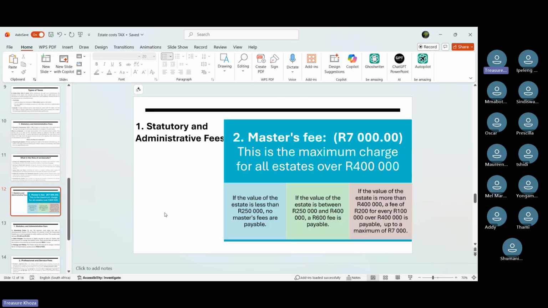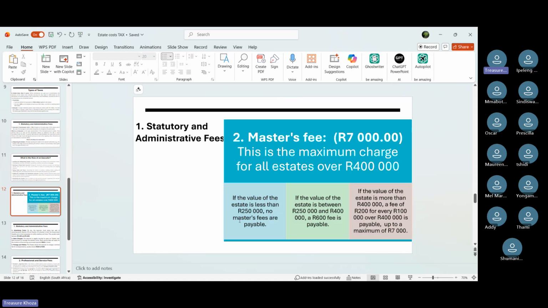So the second valuation which they use: if the value of your estate is between 250,000 and 400,000, a 600 fee is payable. Then if the value of your estate is more than 400,000, a fee of 200 rand for every 100,000 over 400,000 is payable, up to a maximum of 7,000. So the maximum threshold of the master's fee is 7,000. It's going to depend on the value of your estate.